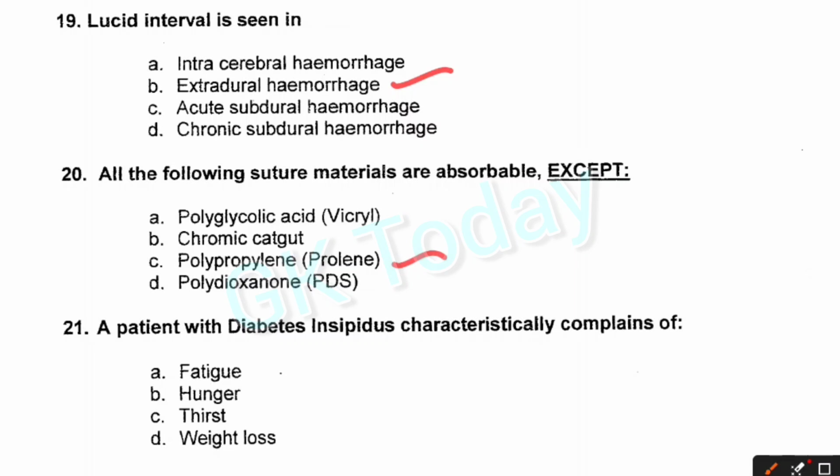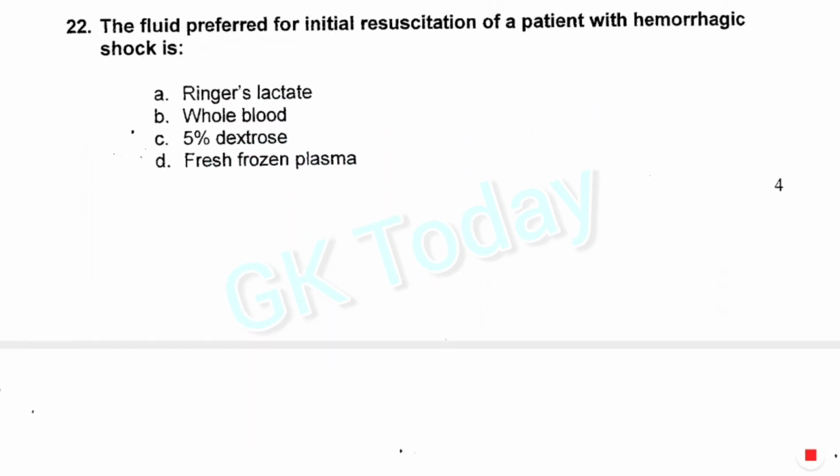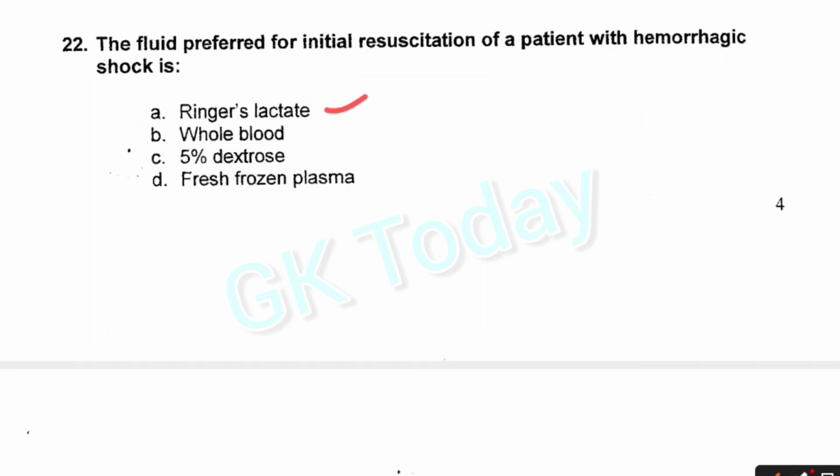Question number 21. A patient with diabetes insipidus characteristically complained of? Correct answer is option C, thirst. Question number 22. The fluid preferred for initial resuscitation of a patient with hemorrhagic shock is? Correct answer is option A, Ringer's lactate.